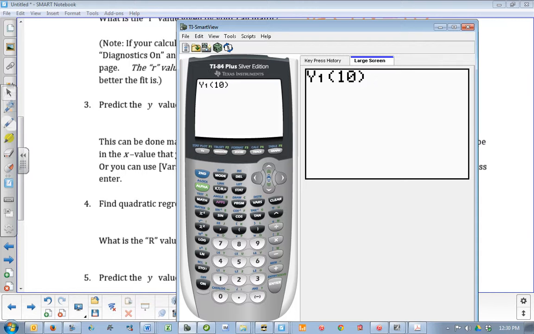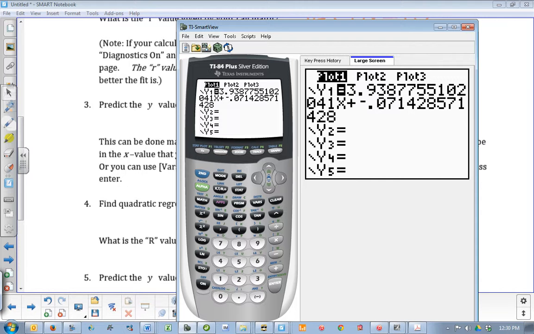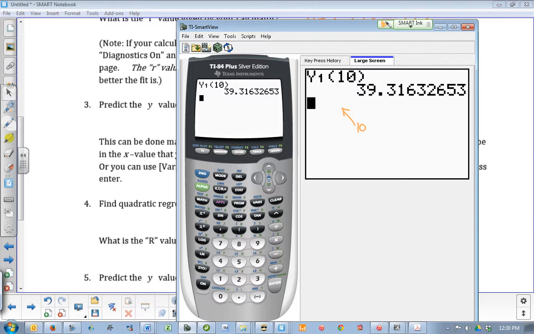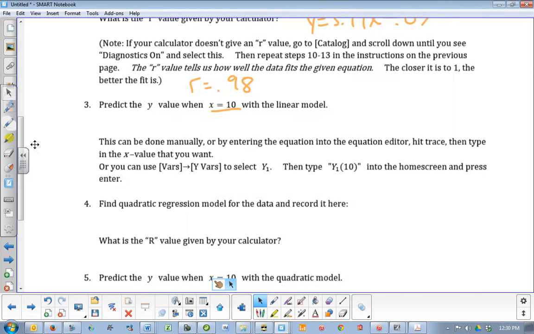Okay, and so if I do this, that's just taking 10 and putting it in this equation. We just put 10 into this equation. The calculator figured it all out for us, and it figured out that when 10 goes in, 39.3 comes out. So 39.3 is what we would expect when x is 10.